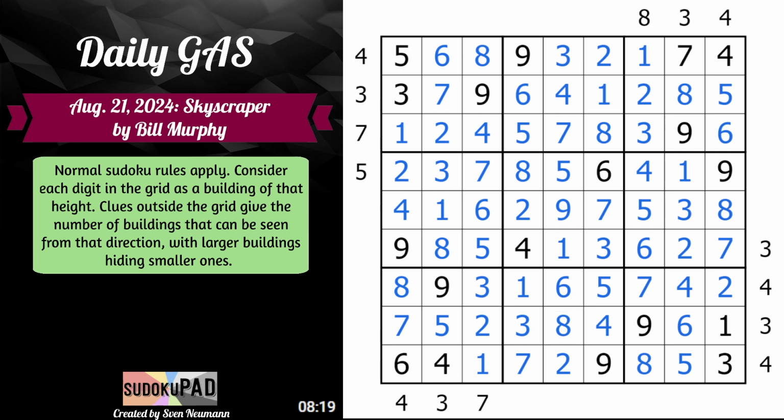So, before I sign off here, there is a second skyscraper puzzle that Bill has released today, which isn't gas, or that's my understanding, is that it isn't gas, but I will be doing that in another video here. So be on the lookout for that, and I will solve Skyscraper 2 by Bill Murphy.